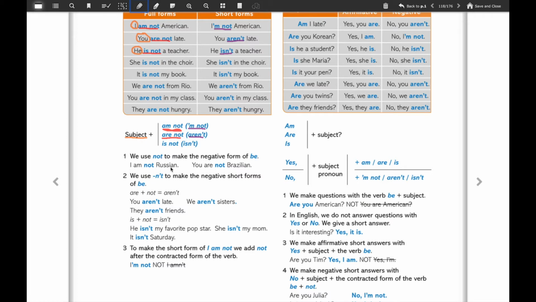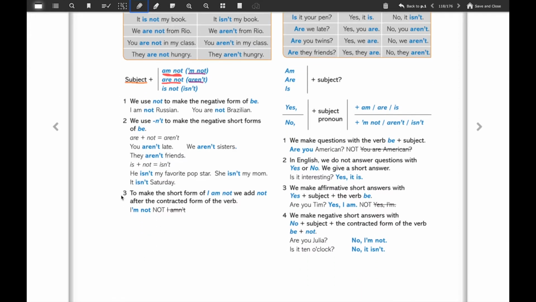Example, I am not Russian, I am not Brazilian. Yo no soy ruso, yo no soy brasileño. Rule number 2, we use an apostrophe T to make negative short forms of be. Like for example here, are plus not equals aren't. Example, you aren't late, we aren't sisters, they aren't friends. And then we have is plus not equals isn't. He isn't my favorite pop star. She isn't my mom. It isn't on Saturday.